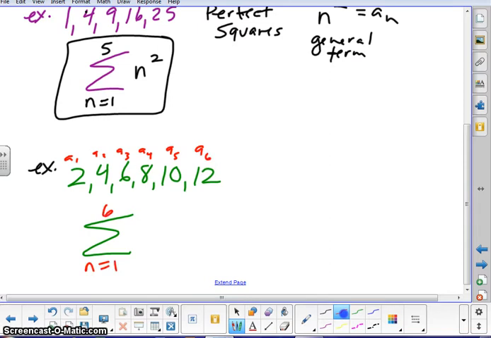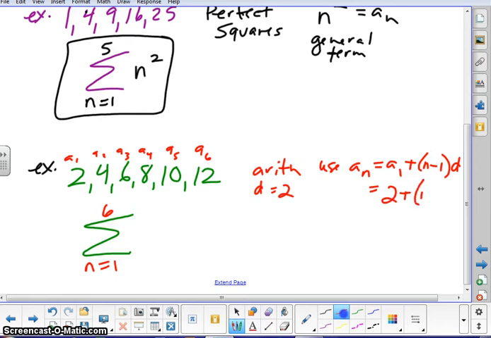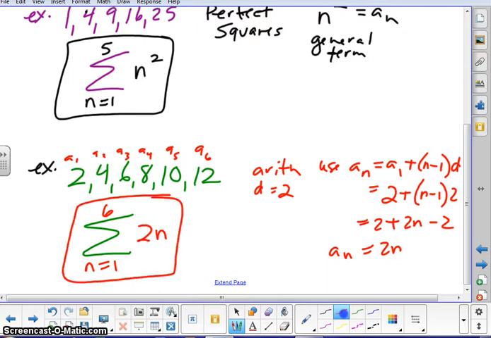Okay, so to find the general term, you can see that they all are adding by 2. So we have an arithmetic sequence with d equaling 2. That means we're going to use a sub n equals a sub 1 plus n minus 1 times d. We know the first term is 2, and we know the common difference is 2. So we add those in there: 2 plus 2n minus 2, and then we get a general term of a sub n. So that general term is going to be located right here in front, to the right of the sigma notation.